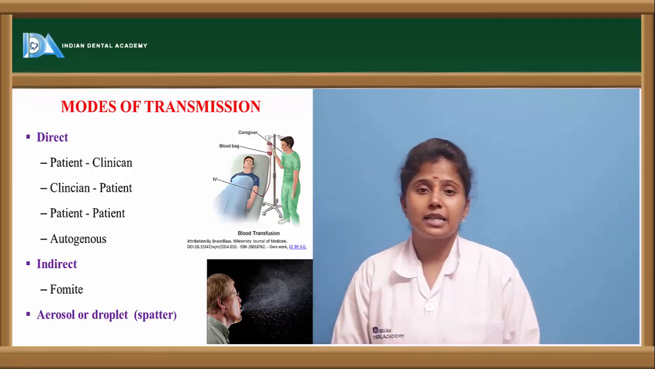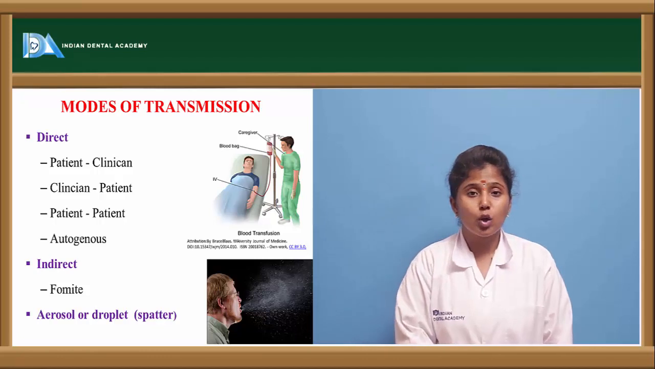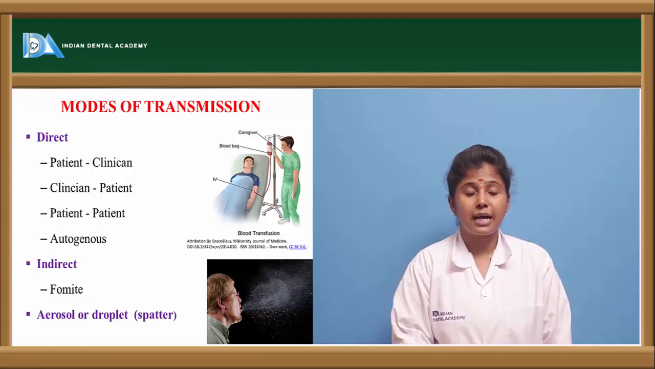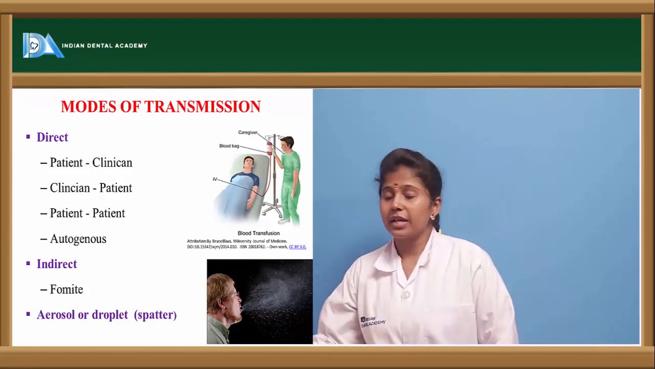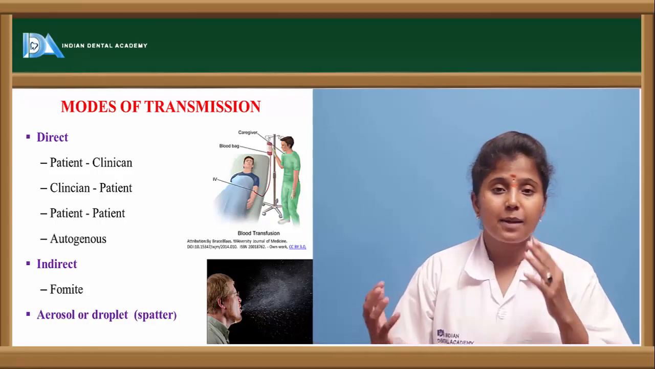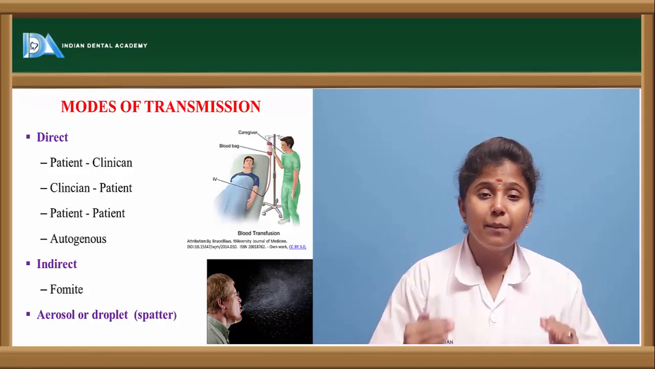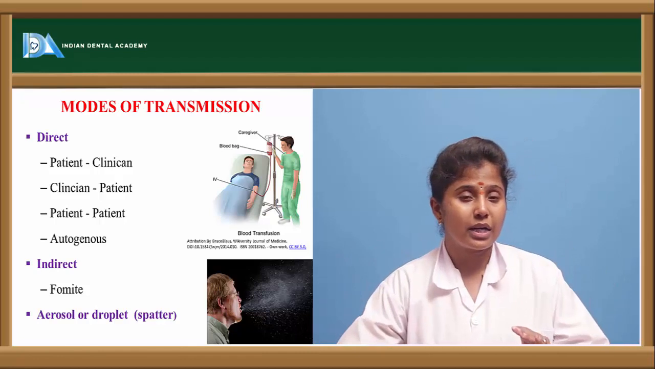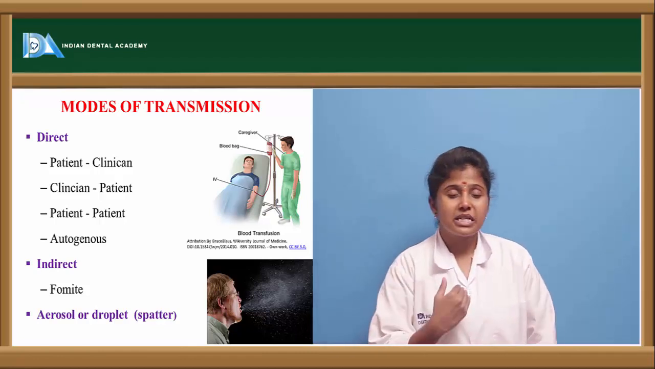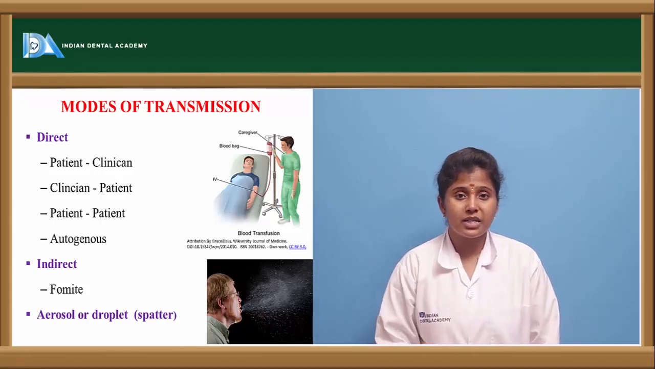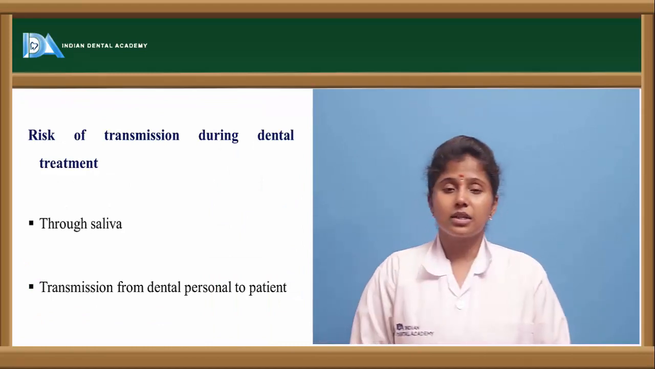And indirect is nothing but through fomite. Fomite is in the sense of a skin cut, or if there are any bruises or damage to the skin, through which the microorganism is entering. Or else we can say a fomite is a substance which is able to carry the microorganism, and thereby it is spread. And then aerosol or droplet: when we sneeze or cough, the microorganism comes out through those droplets.